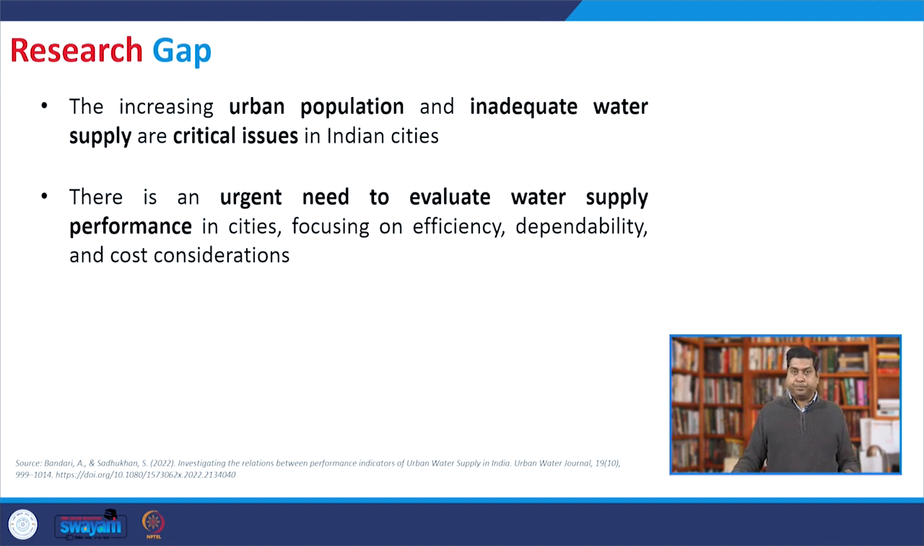Now, coming to the research gap, which is very important. The increasing urban population and inadequate water supply are critical issues in Indian cities, especially cities having more than 10 lakh population, the million plus cities. So, there is an urgent need to evaluate the water supply performance in cities, focusing on the efficiency, dependability, and also the cost considerations. Sometimes water management is much more crucial than just increasing the source of water, because sometimes we have a good amount of water, but due to poor management things are not happening.